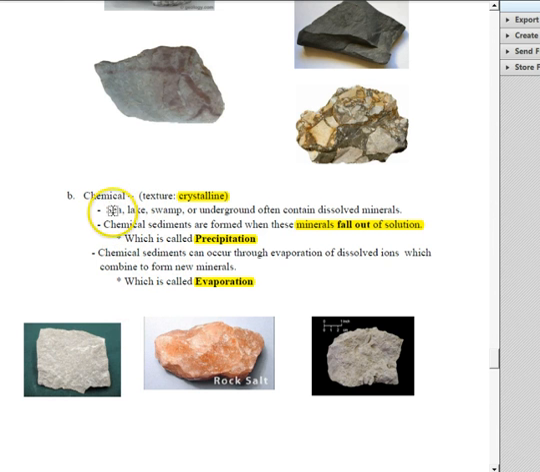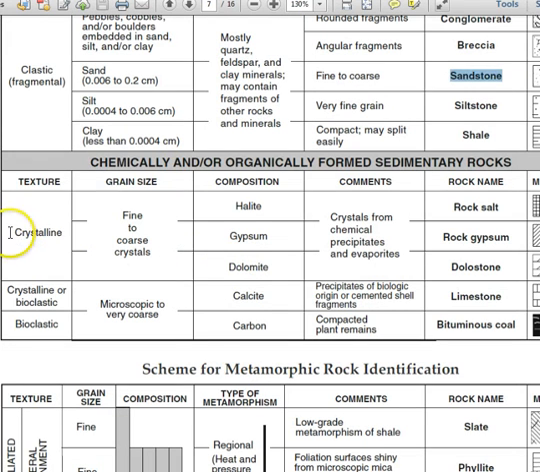So over long periods of time, we can see that seas, lakes, and swamps often have these dissolved minerals in them, and then when the water goes away or the minerals get too big and they fall out of the solution, we're ending up with these chemically formed sedimentary rocks. So if we go to our reference table here, texture is crystalline, okay, and it's a chemically formed sedimentary rock. We have 3 choices: rock salt, rock gypsum, or dolostone. And what's nice is they tell you how it forms from chemical precipitates and evaporates.